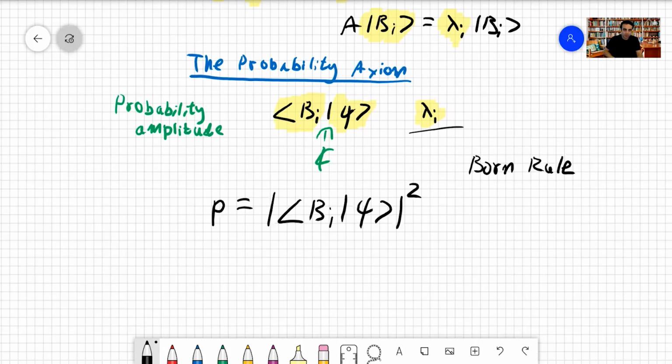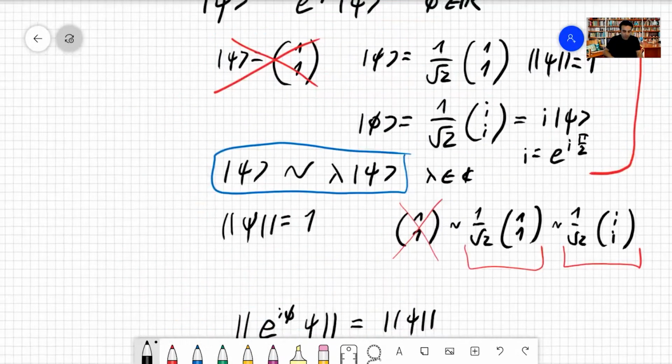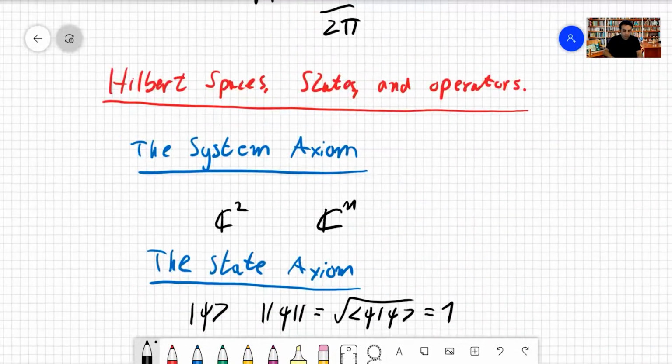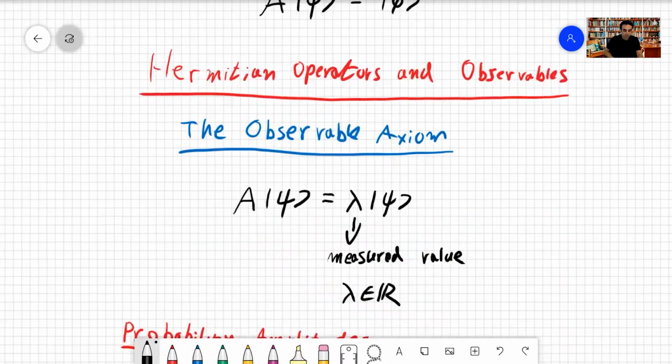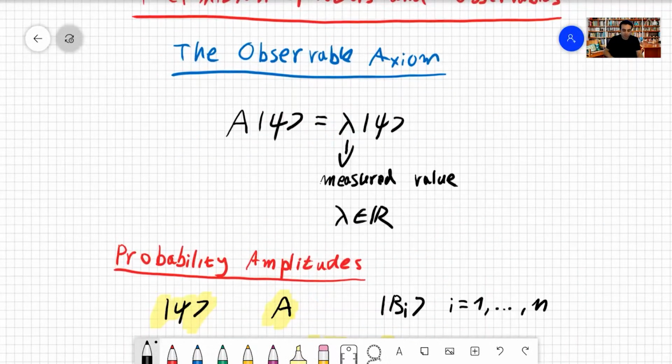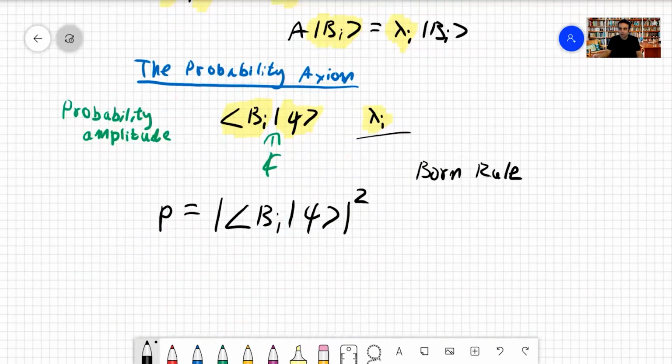The first four axioms that we saw, the system axiom, the state axiom, the operator axiom, and the observable axiom, all of these just define certain mathematical things that represent certain physical things. And now the probability axiom has to do with relations between these mathematical structures defined by the other four axioms.